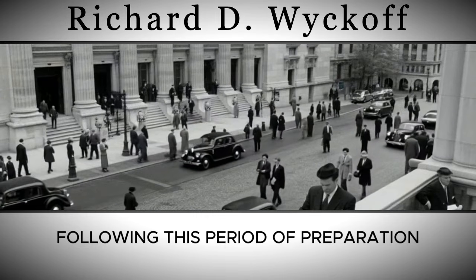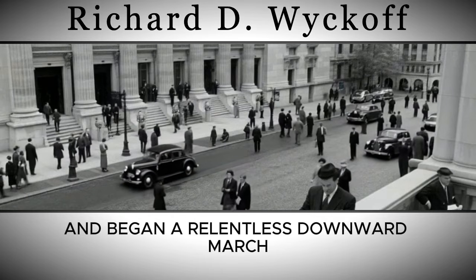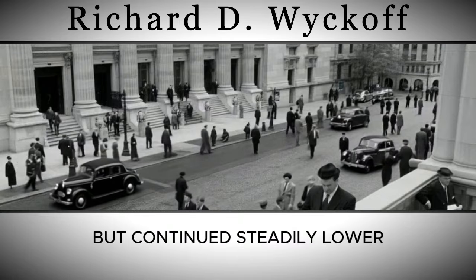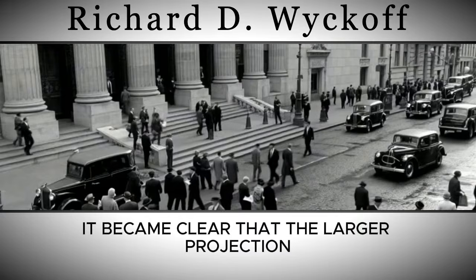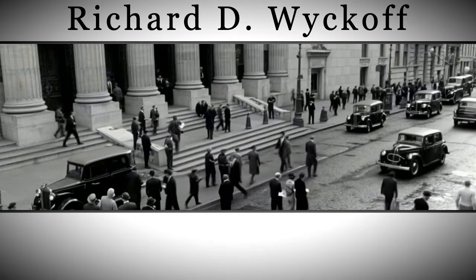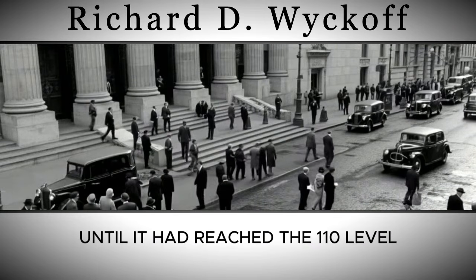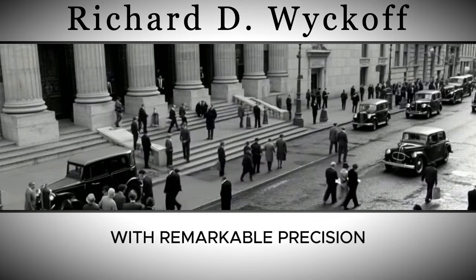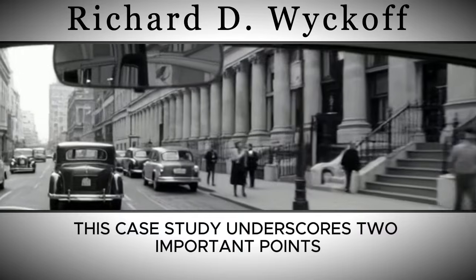Following this period of preparation, the stock broke support in March and began a relentless downward march. The decline did not stop at the 1-point objective, but continued steadily lower. As the weeks passed, it became clear that the larger projection from the three-point chart was the more accurate forecast. The stock did not find any significant support until it had reached the 110 level in May, fulfilling the three-point projection with remarkable precision. This case study underscores two important points.